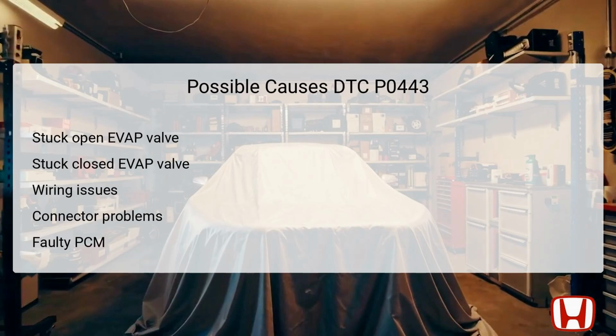Conversely, if the valve is stuck closed, the system cannot draw vapors when it should, resulting in increased gas tank pressure and potential operational problems. Additionally, wiring issues such as short circuits or open connections could disrupt the electrical signals necessary for the valve's operation. Loosely connected or damaged connectors can also cause a loss of communication between components.